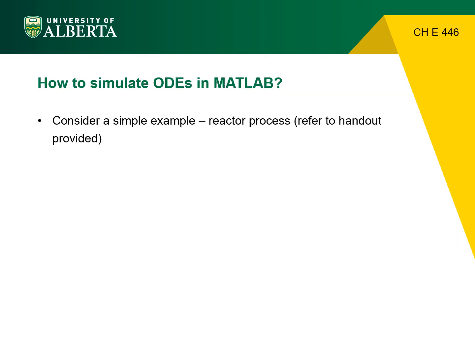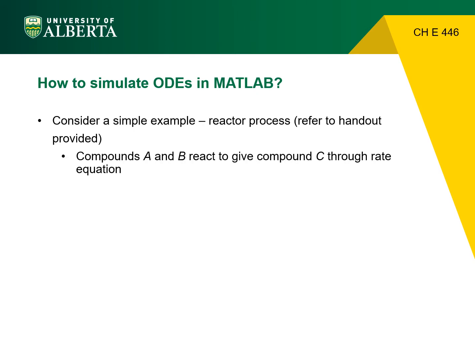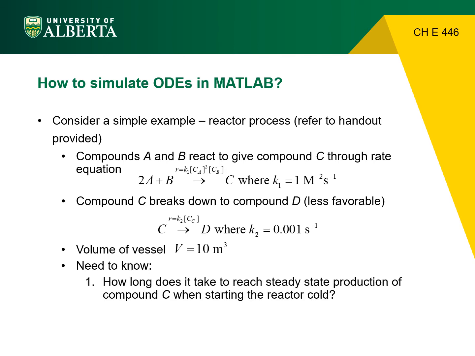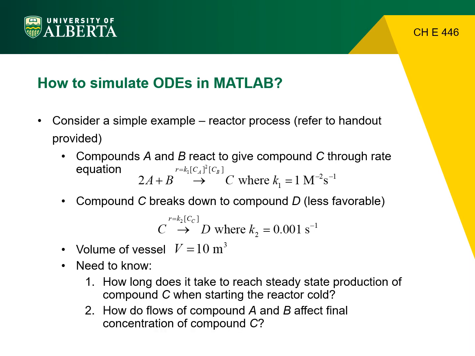Let us consider a simple example of a process occurring within a chemical reactor. Two compounds A and B react to form compound C through the reaction given as follows. Compound C further breaks down into a less favorable compound D through the reaction given here. We are told that the volume of the reactor is 10 meter cube. For industrial manufacturing purposes, we need to know how long it takes for steady-state production of C when the reactor starts from initial conditions, and what is the response of the system in terms of concentration of compound C when flows of compound A and B into the reactor are changed.